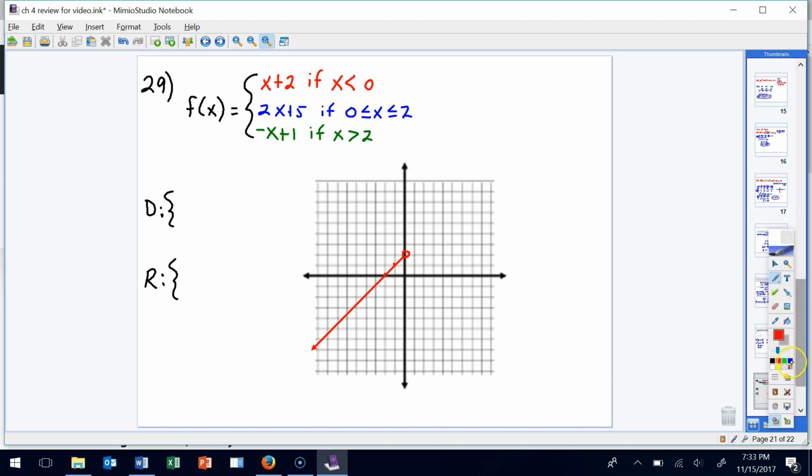All right, now let's look at the blue piece. F of x is 2x plus 5, but only for this part. We're only going to show the line for x values between 0 and 2. So let's start with the y-intercept of 5 and a slope of 2, up 2, right 1, up 2, right 1.